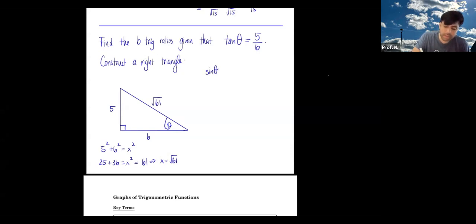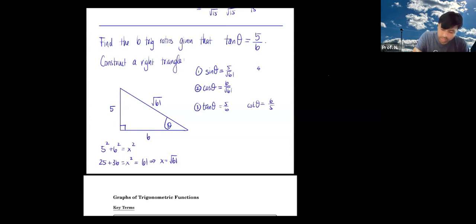I should get sine theta. I should be able to get cosine theta. I already have tangent theta. It's 5/6. So then I immediately know cotangent of theta is 6/5. Cosine is going to be equal to 6 over the square root of 61. Sine is going to be equal to 5 over the square root of 61.